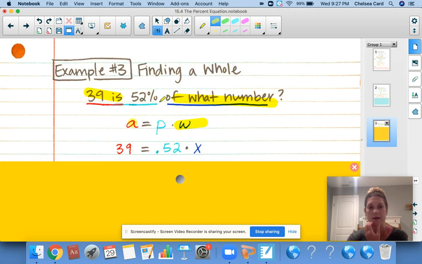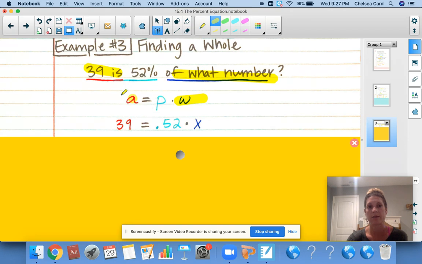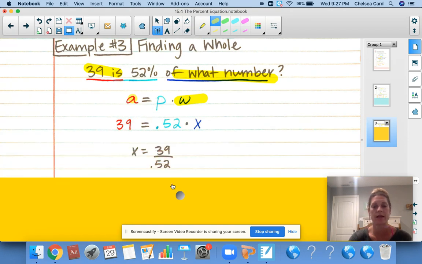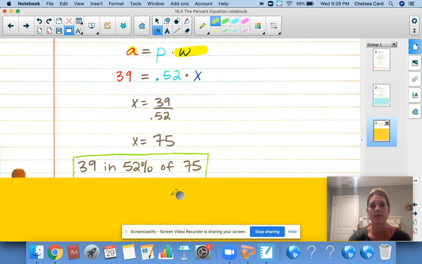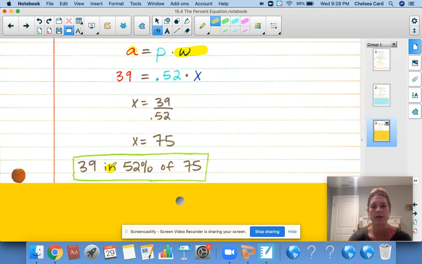All right. Now, I took 52% and I made it 52 hundredths as a decimal, and I plugged in my 39 as my part. So substitute, solve for X. X equals 39 divided by 52 hundredths. Once again, I got that because I divided both sides by 52 hundredths. The 52 hundredths here canceled, and I got 39 divided by 52 hundredths. And so X equals 75, which means that 39, typo, sorry guys, 39 is 52% of 75.